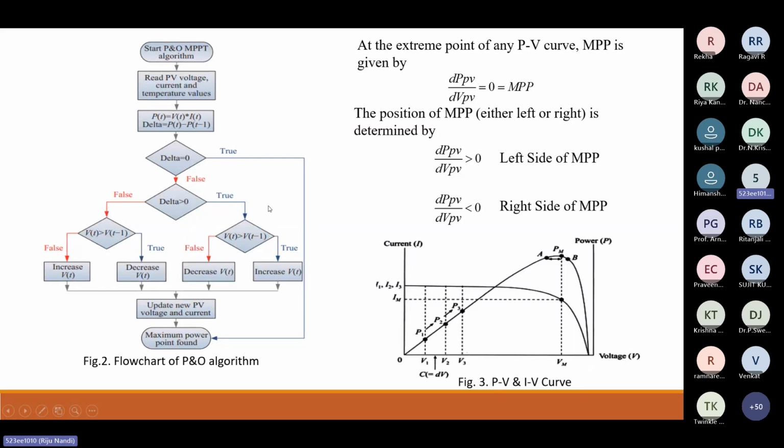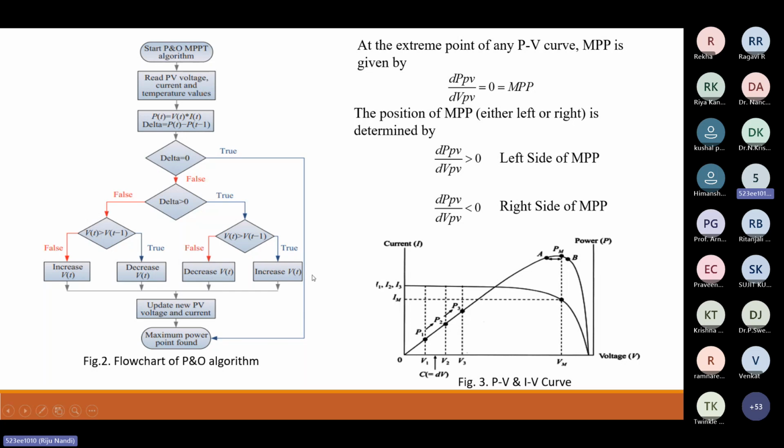Then if it is true, we go to delta V greater than 0, meaning VT greater than VT minus 1. Also, if it is false, similarly check VT greater than VT minus 1. Again, if it is true, decrease VT, meaning decrease the duty ratio, the variation of the duty ratio. If it is false, increase the duty ratio, increase VT. For the other case, if it is true, increase VT means the duty ratio increases; also decrease the VT ratio.